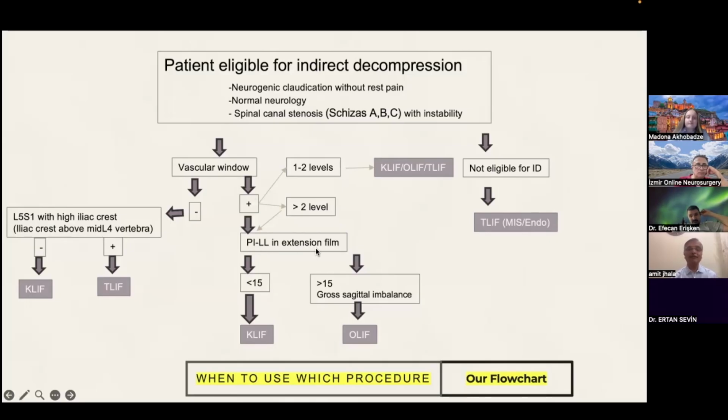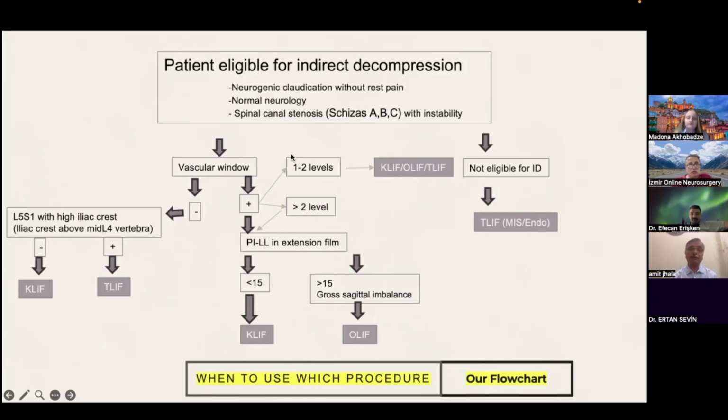Then you have to see the PILL in extension films. If you see in the extension films that it's a flexible deformity, then you can choose the KLIF when there is a PILL mismatch of less than 15 degrees. But if there is a PILL mismatch of more than 15 degrees, a gross sagittal imbalance, then KLIF is not possible in multi-levels. I think OLIF is a much better choice compared to KLIF or TLIF in multi-levels.